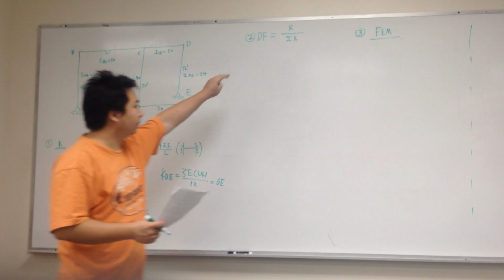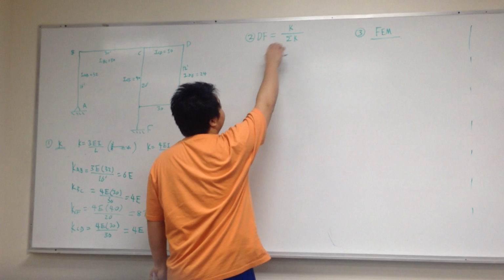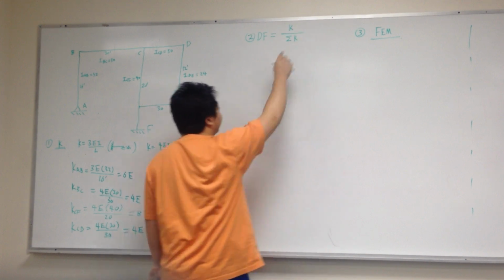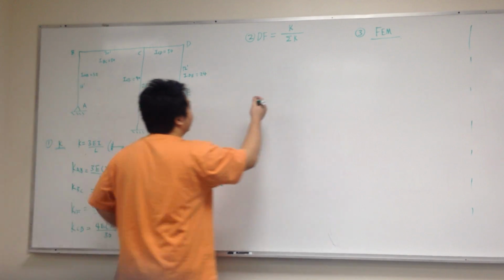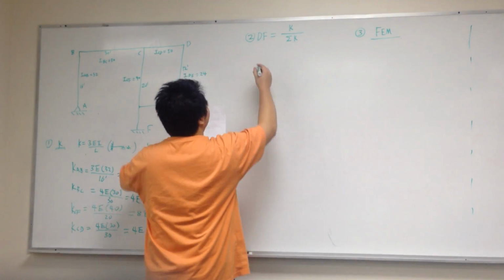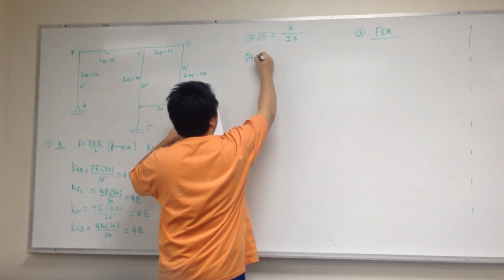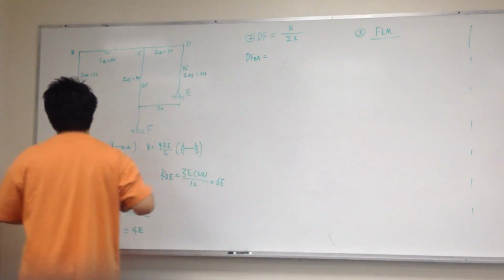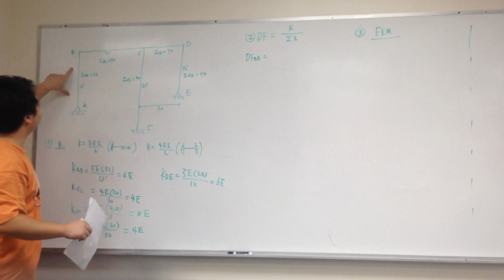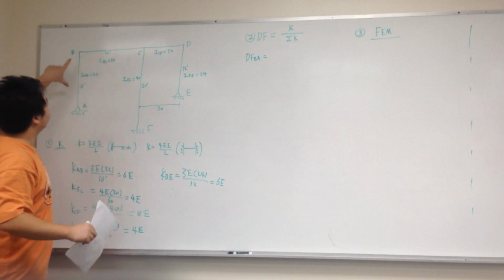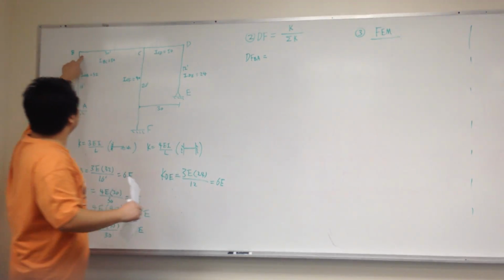Now move to the distribution factor. The distribution factor is just K divided by the sum of the K at that node. For example, you want to find DF BA, B to A. You see this node has two spans, this and this. So to find BA, you have to sum everything at this point.